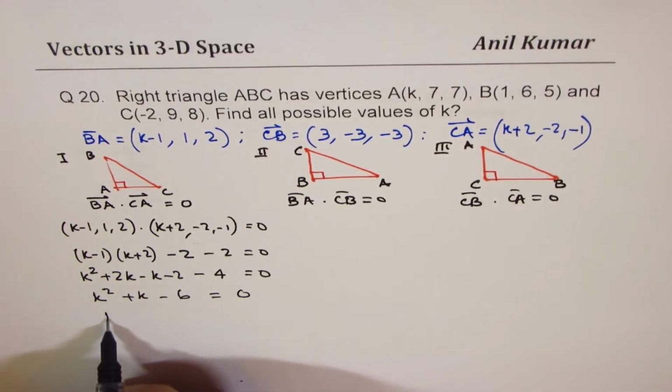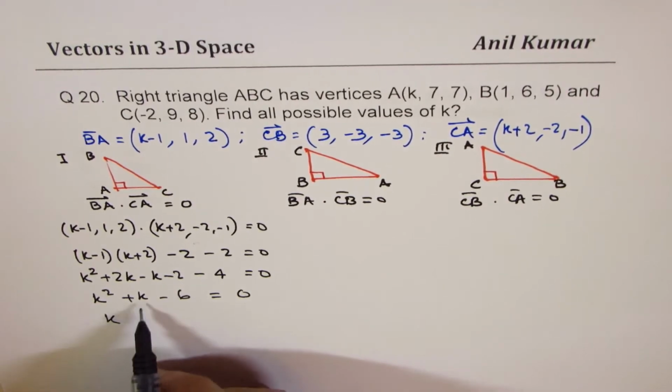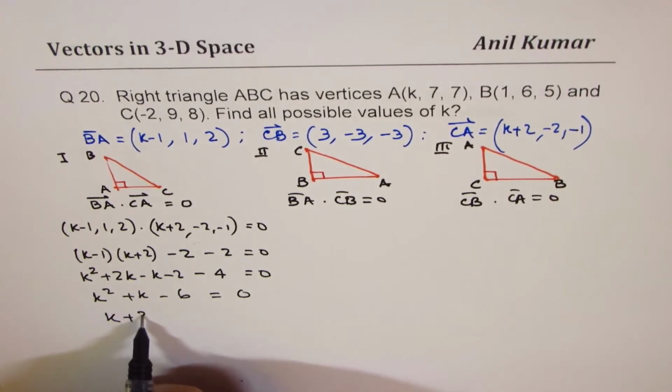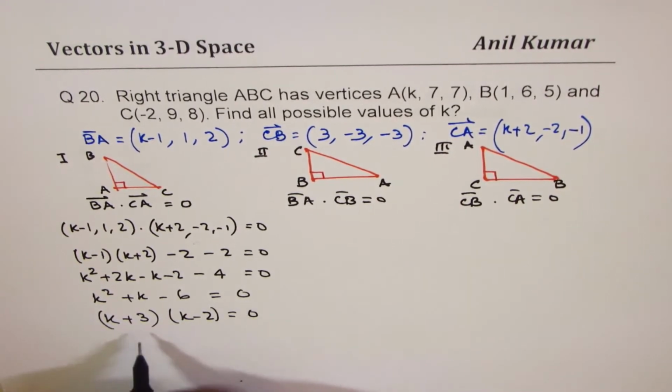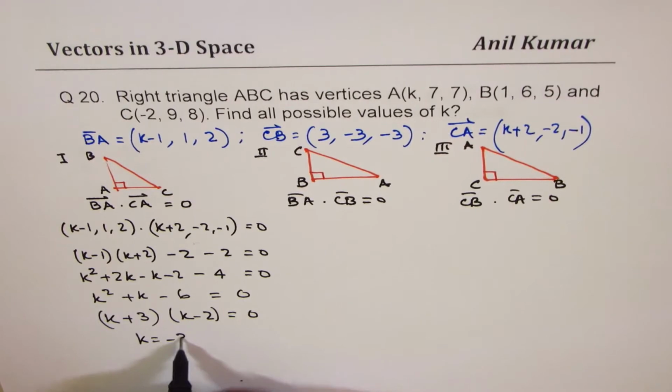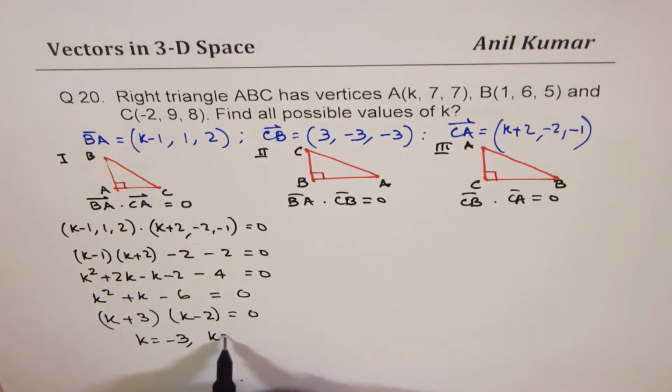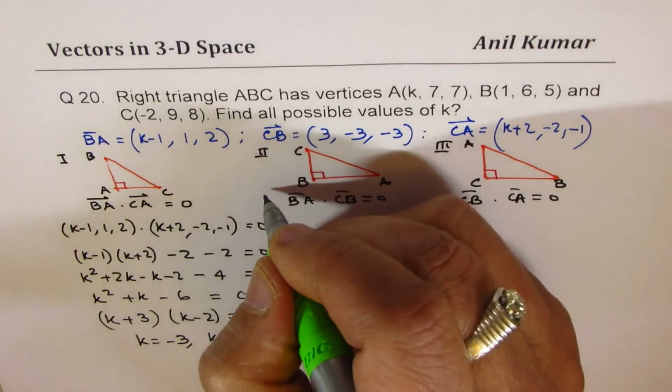You could factor this, correct? Product of minus 6, sum of plus 1. So that means (K plus 3) times (K minus 2) equals 0. So that gives you K equals minus 3 or K equals plus 2, correct? So that becomes our case number 1.